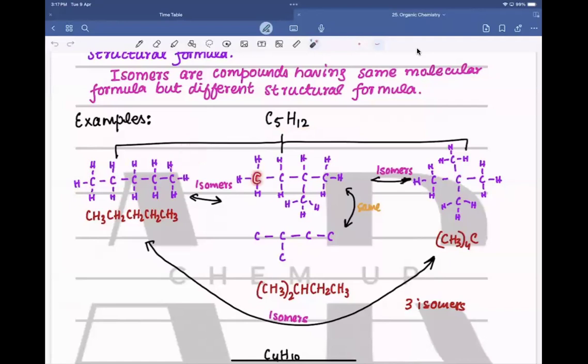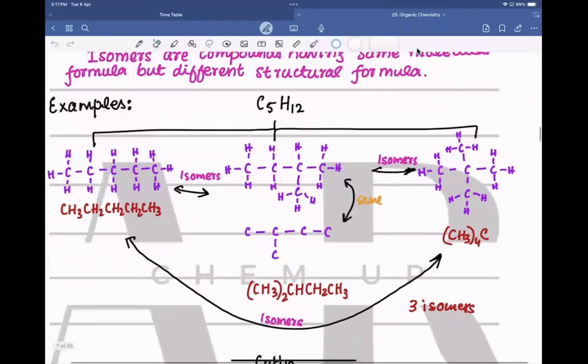Then for the second isomer, I'll keep 4 carbon atoms in a straight chain and 1 carbon atom in a branch. Remember, a branch doesn't start from the first or the last carbon. It is always placed on the carbons in the middle of the chain, not the terminal ones. If I do it that way, it's not a branch; it is actually the same as this one. So one branch has been placed to make one isomer.